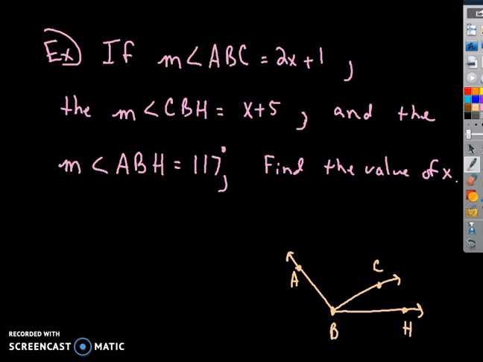Last thing, pause the video and write down this question and draw the picture someplace. When you unpause it, I'm going to start talking about it. So go do that now.